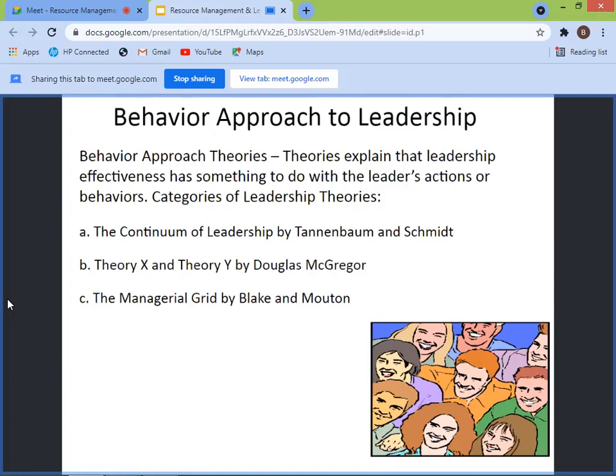Categories of leadership theories. The first one that I'm going to present to you is the Continuum of Leadership by Tannenbaum and Schmidt. This was developed in the 1960s. Theory X and Theory Y, I think, was developed in 1958 by Douglas McGregor. The Managerial Grid was also developed in the 1960s.